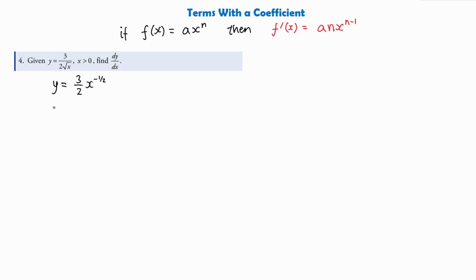Now in this case, we do dy by dx as our derivative. Bring the power on down to the front and multiply it by the coefficient. So we're going to get 3 divided by 2 multiplied by negative 1 over 2, which is minus 3 over 4. Keep x the same, and then take away 1 from the power. Minus 1 over 2 minus 1 is simply minus 3 over 2. So we'll put minus 3 over 2.